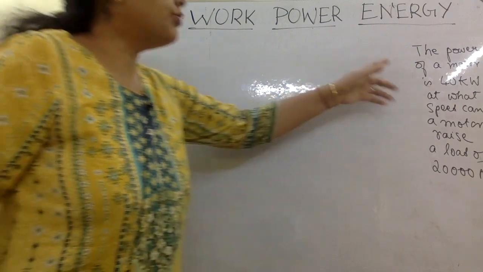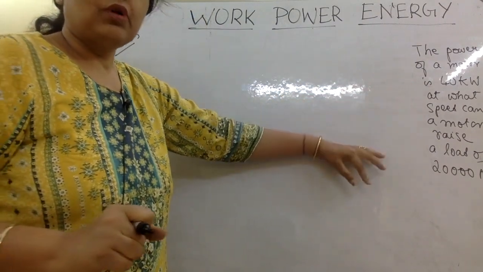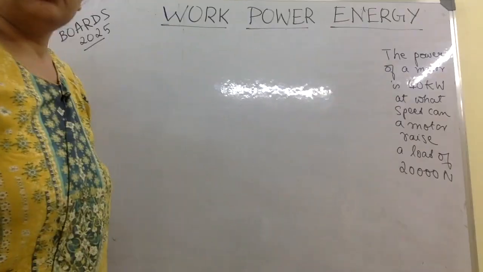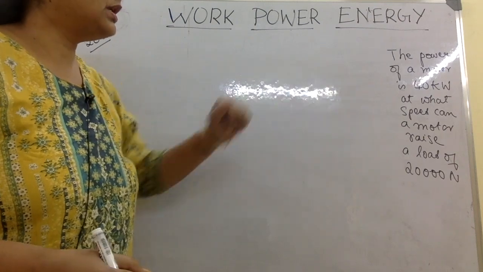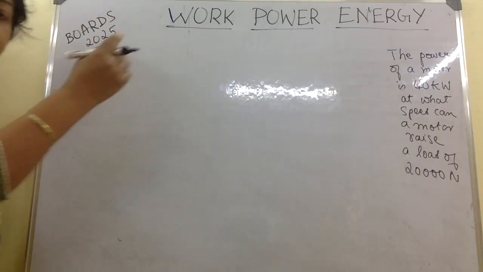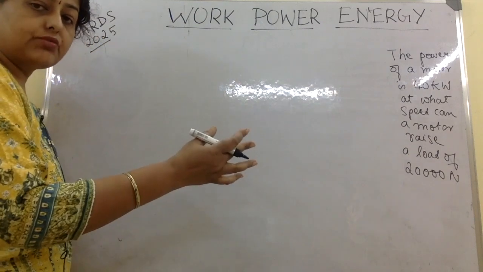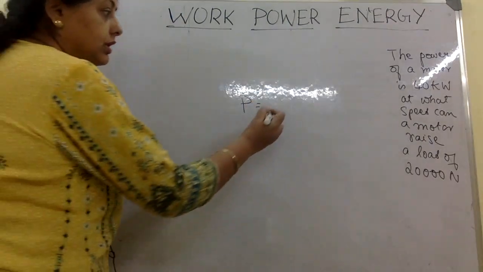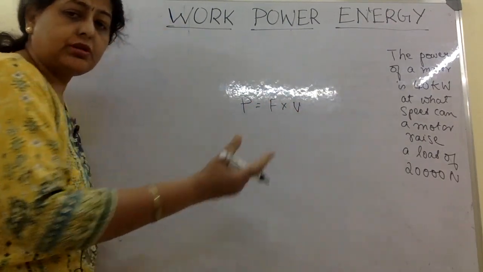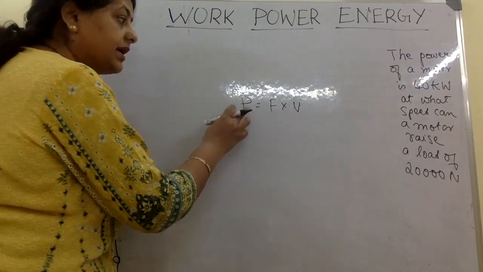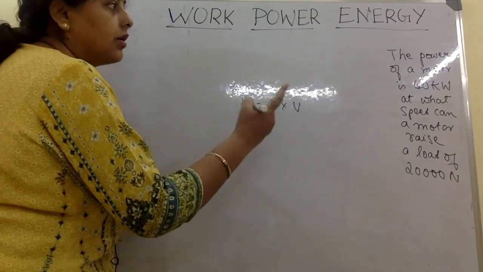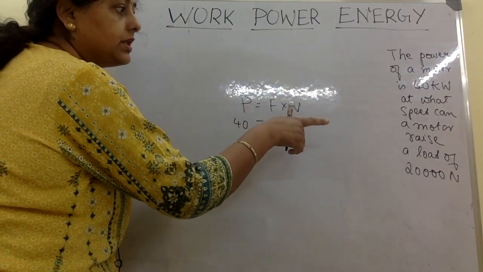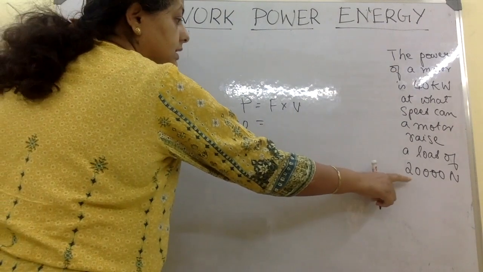Here, the power of a motor is 40 kilowatts. At what speed does the motor raise a load of 20,000 Newton? Now why did I take up this question? Because there is a formula many of you miss. Power is equal to force into velocity. It can actually be proved, but we are using the ready formula. Remember this: power is force into velocity. Now power we will write here, remember it is in kilowatts. At what speed, and the load becomes the force.